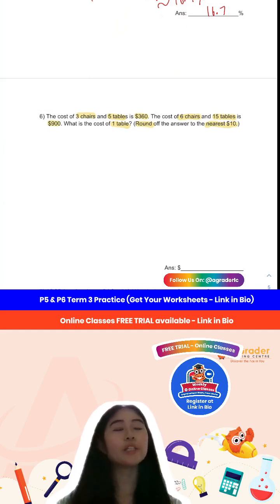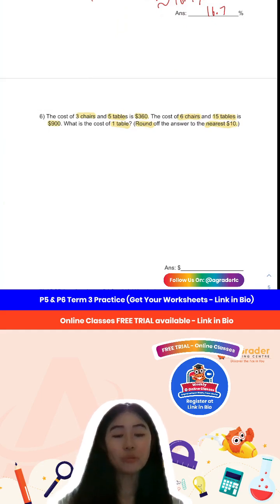Wongs, you have to read the additional instruction. They ask you to round, right? Round to the nearest $10.